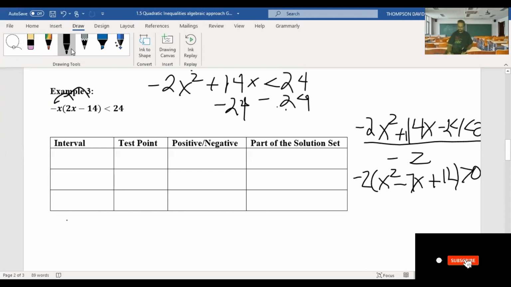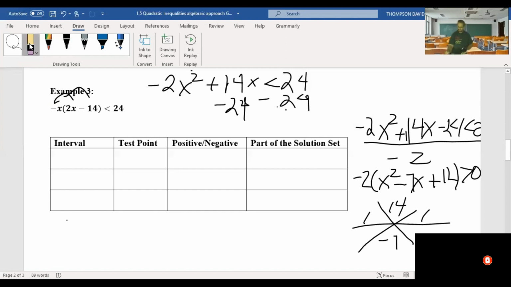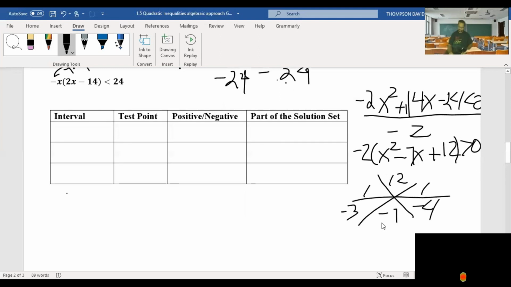So now we just factor what's in the middle. We have 1 and 1, a negative 7 on the bottom, a 12 on the top. And then we think of two numbers that multiply to make 12 but add to make negative 7, that would be negative 3, negative 4. Negative 3 times negative 4 is positive 12, and negative 3 plus negative 4 is negative 7. So our factored form would be x minus 3, x minus 4 equals 0.